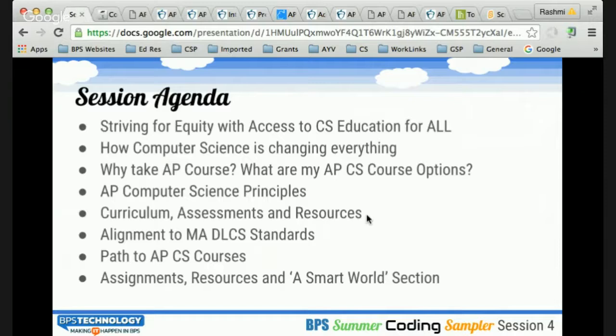Then we'll talk about standards, a sort of path that teachers are advocating for in BPS. This is again a draft model, so it looks different for every school, but we'll talk about what it looks like in some of the schools in BPS. And we'll again look at some fun assignments, resources, and there is a small section on a smart world, which will be a fun section at the end of the session. Moving on.